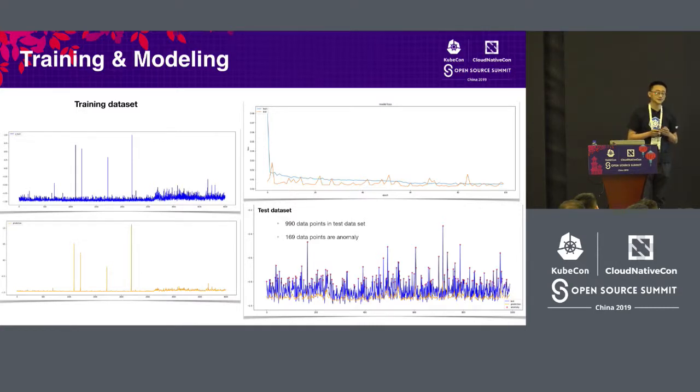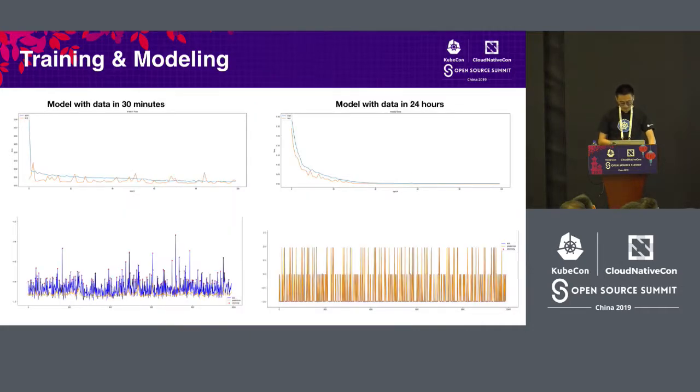So on the bottom right, we have 990 data points in the test data set, which is indicated on this diagram, and there are 196 data points which are anomalies, indicated by the red points. So how can we tell whether it is an anomaly or not? We have used some specific algorithms, and also based on our experience.